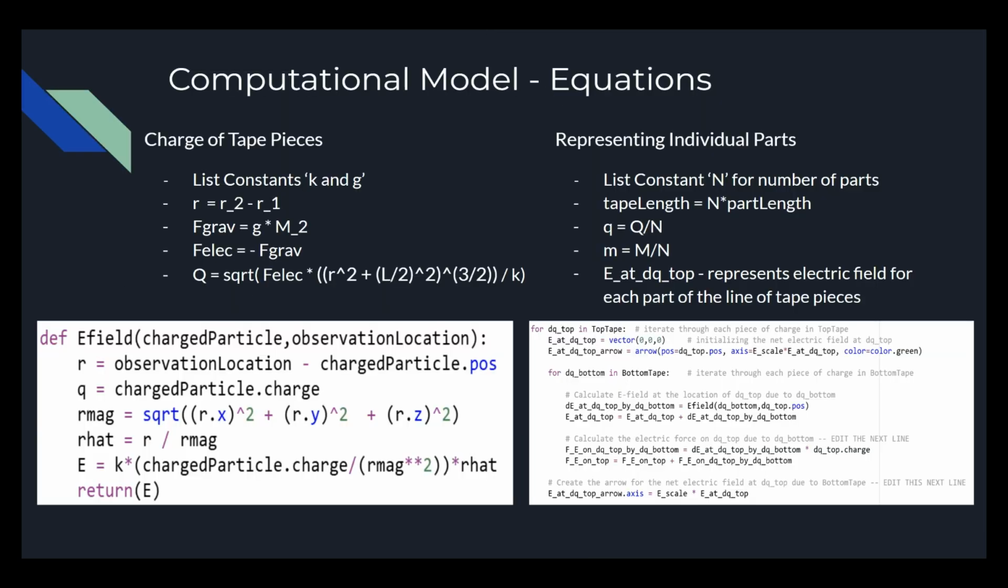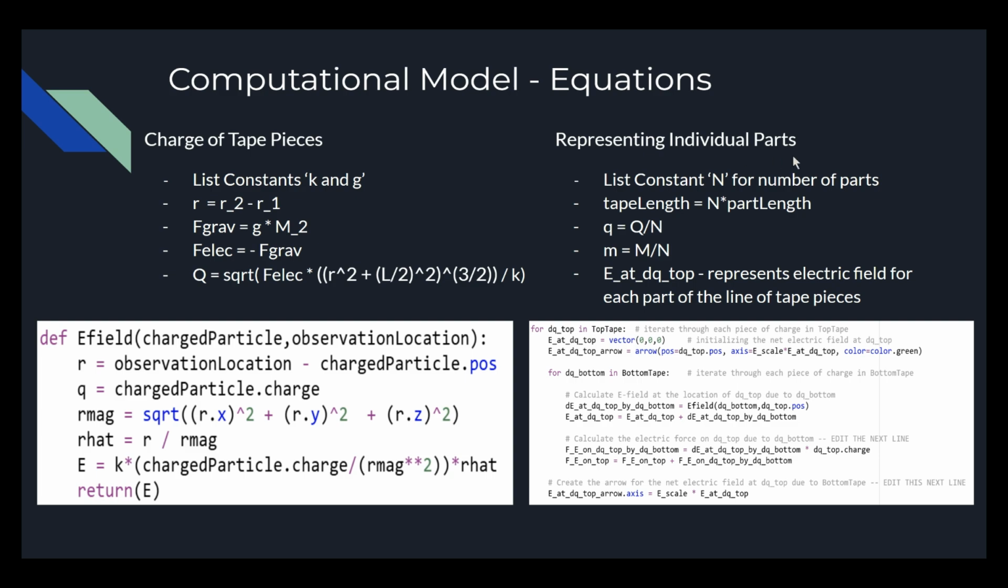So the computational model for this, we're going to remember K and G once more, but we're going to have this new r vector. Instead of just a simple distance, it's going to be a two-dimensional vector with a magnitude r. The gravity is going to be the same. The electric force is going to be made opposite to it, but this new Q is going to have a completely different calculation. And you can see here that this function, E field, for each individual particle and observation location along the lines gives us this new electric field, and we can sum them to calculate that Q.